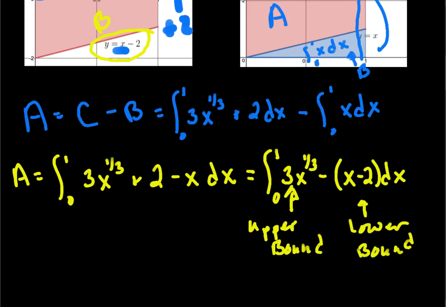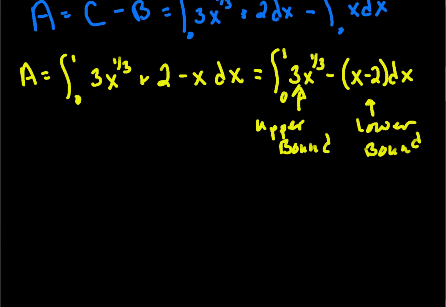So let's calculate this integral. What is the area of the bounded region? Well, we know how to do antiderivatives, and the fundamental theorem of calculus says, okay, let's just go ahead and antidifferentiate. So I'm going to say this is 3 times, so I add 1 to the exponent, so that becomes 4/3. And then I multiply by its reciprocal, so 3/4.